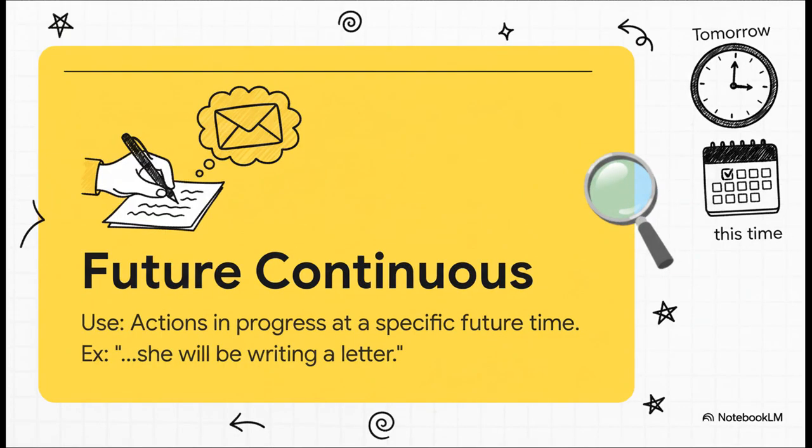The future continuous invites you to fast forward in your mind. Picture a specific moment in the future. What's going to be happening right then? Tomorrow at this time, she will be writing a letter. You can see it already.